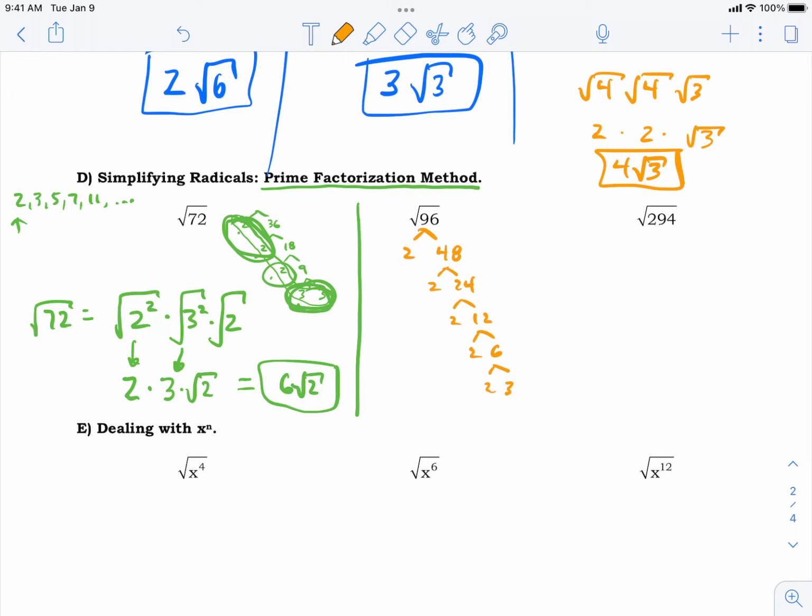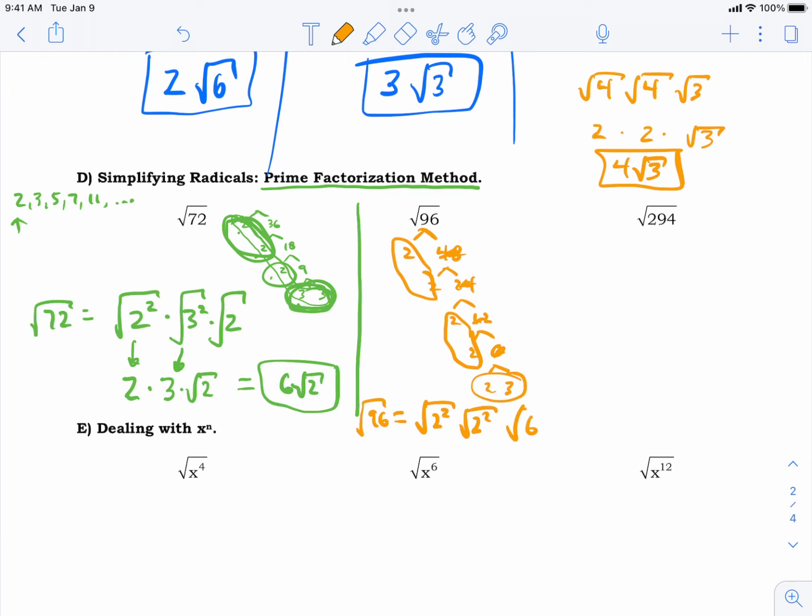Okay, here's what I'm left with. What are you left with? You're left with 96 equals. Every pair should go into its own radical. I got a pair of 2's. Oh, there's another pair of 2's right there. And then, oh, I don't have any more pairs. Might as well just put those back together.